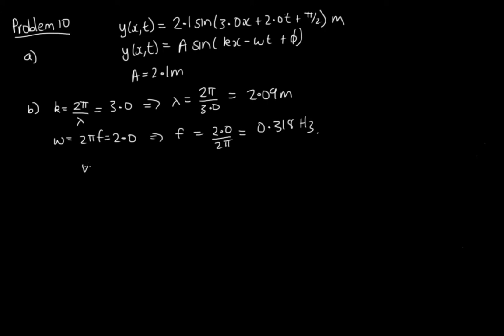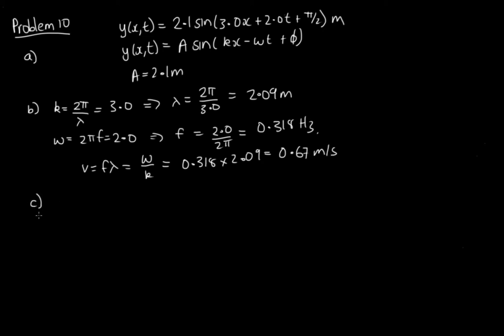And then we're asked to find the speed. v is equal to f lambda. Or if you didn't want to work out what the frequency and the wavelength is, you could remember that the speed is also given by omega over k. And so we'll use f lambda because we calculated these here. So that is equal to 0.318 times 2.09. And solving this, we end up with 0.67 meters per second as the speed.